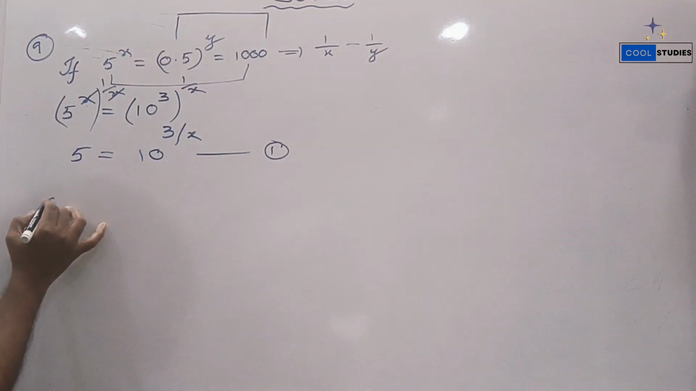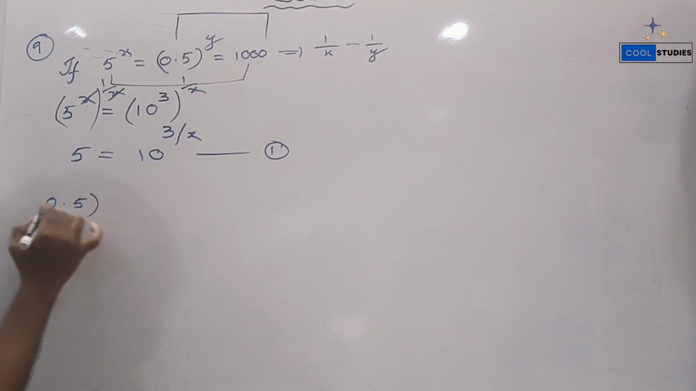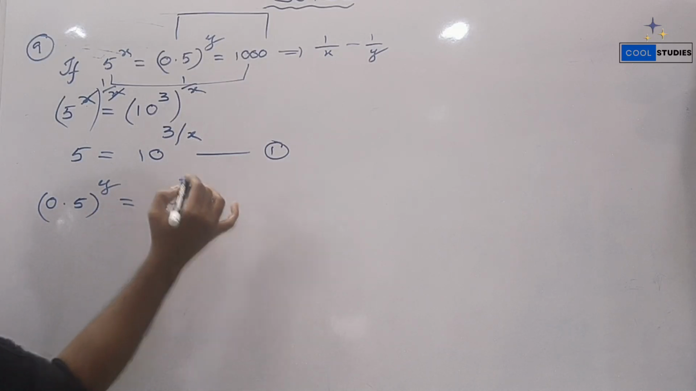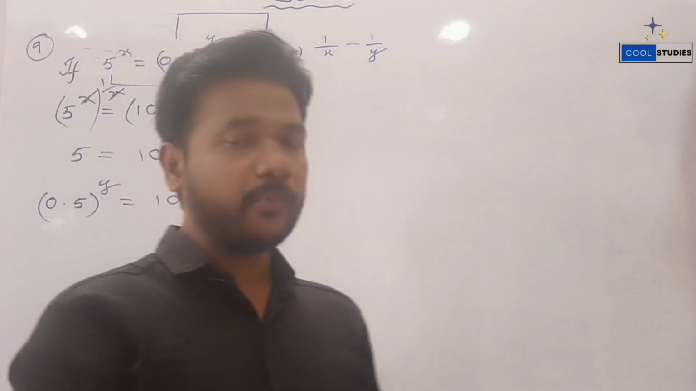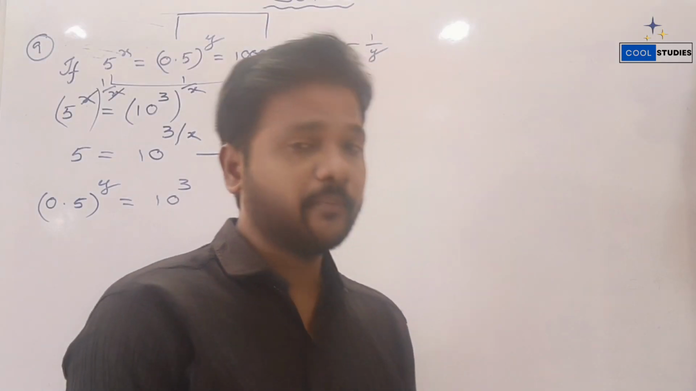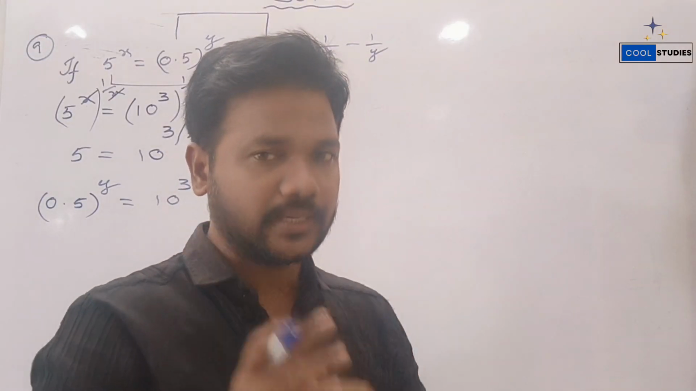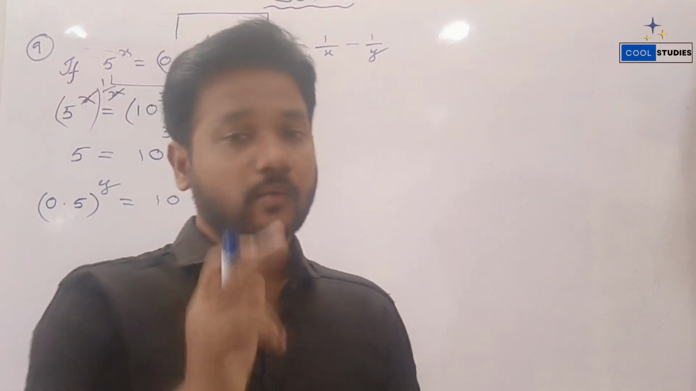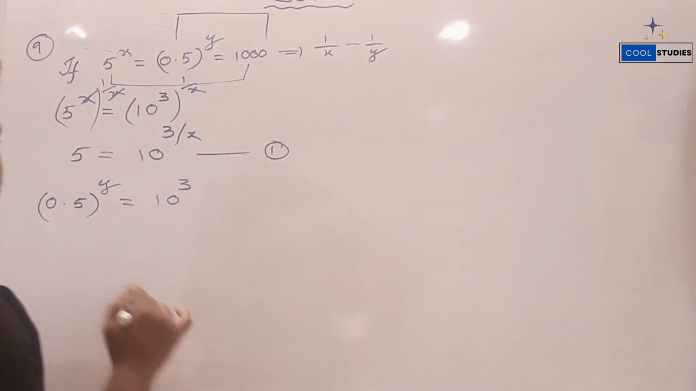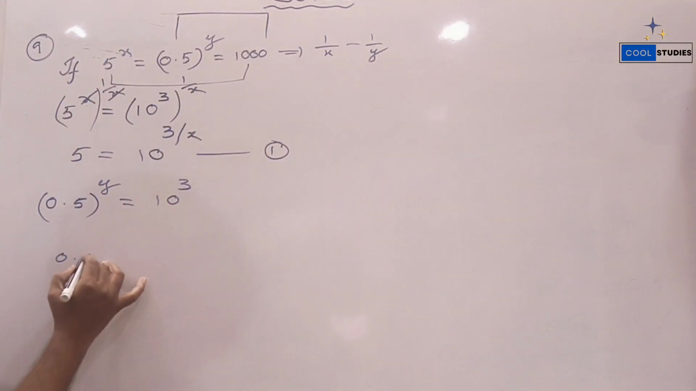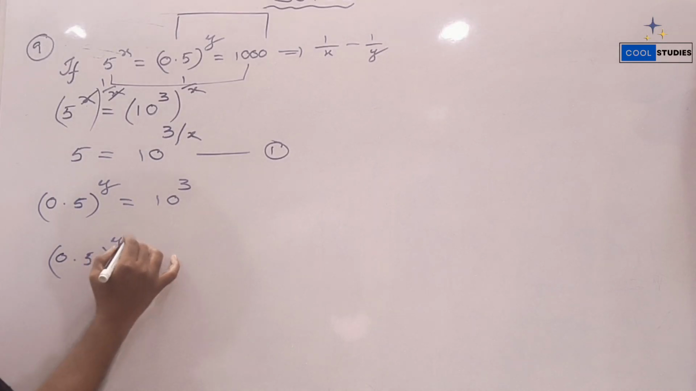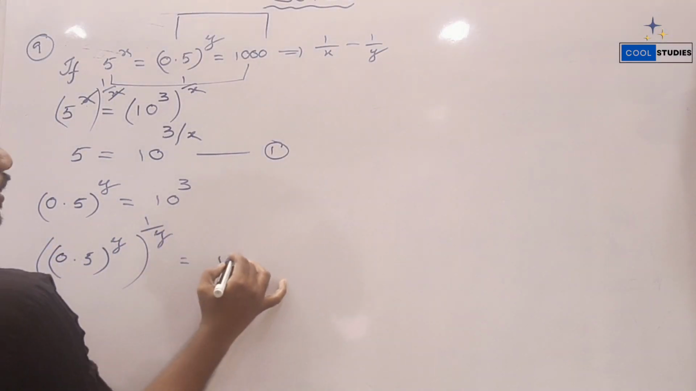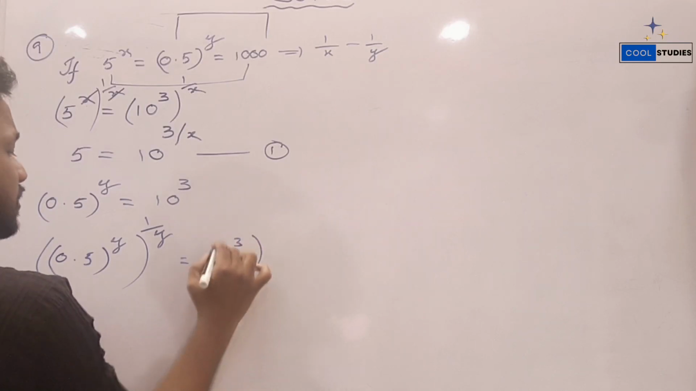Next time I consider 0.5 whole power y is equal to again 10 power 3. Now tell me, to cancel y, what should we apply in the power? What is the answer here? We have to apply the power 1 by y. Let us consider 0.5 whole power y.